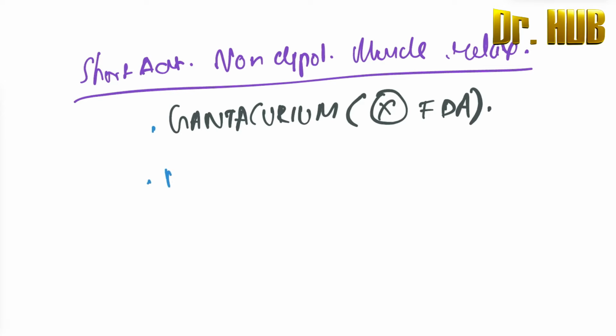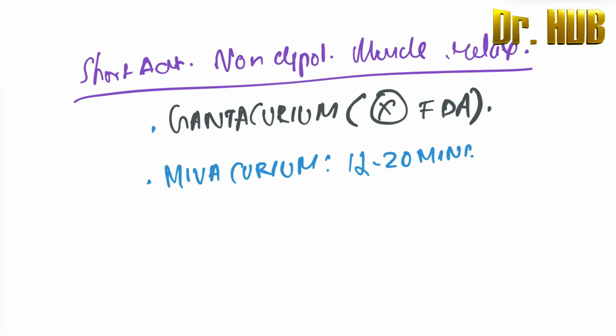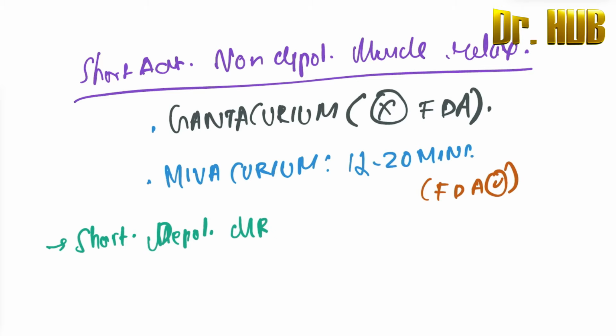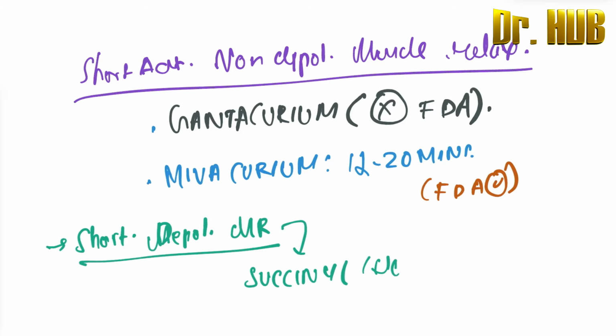Next is mivacurium. It lasts 12 to 20 minutes, and the other thing to notice is it is FDA approved. Then let's look at the shortest acting depolarizing muscle relaxant. This will be succinylcholine, which lasts from 3 to 6 minutes.